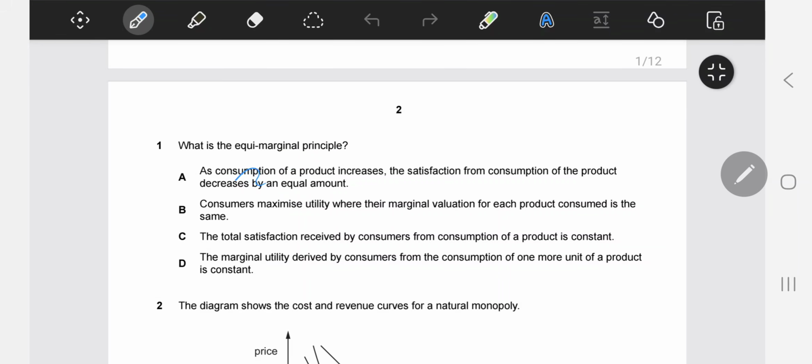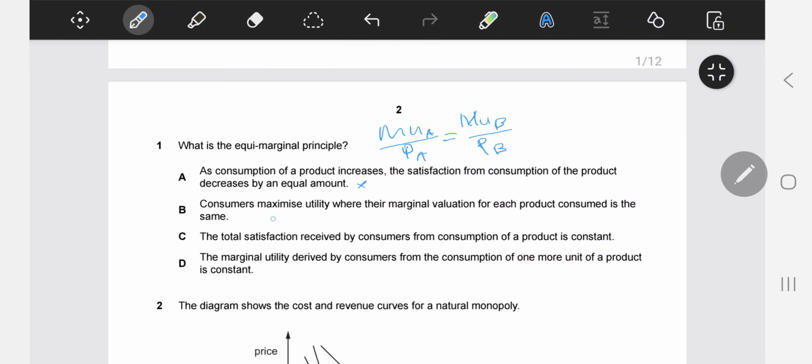So A, as consumption of a product increases, the satisfaction from consumption of the product decreases by an equal amount. No. Well, if you don't know what the equimarginal principle means, I'm just going to write here the formula. So marginal utility of A divided by price of A equals marginal utility of the second product, let's call it B, over price of B. So this needs to be equal for that to have taken place.